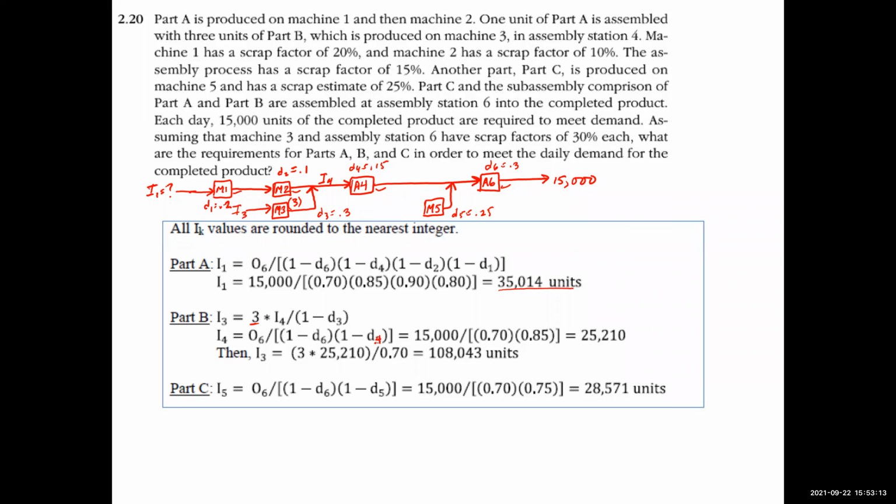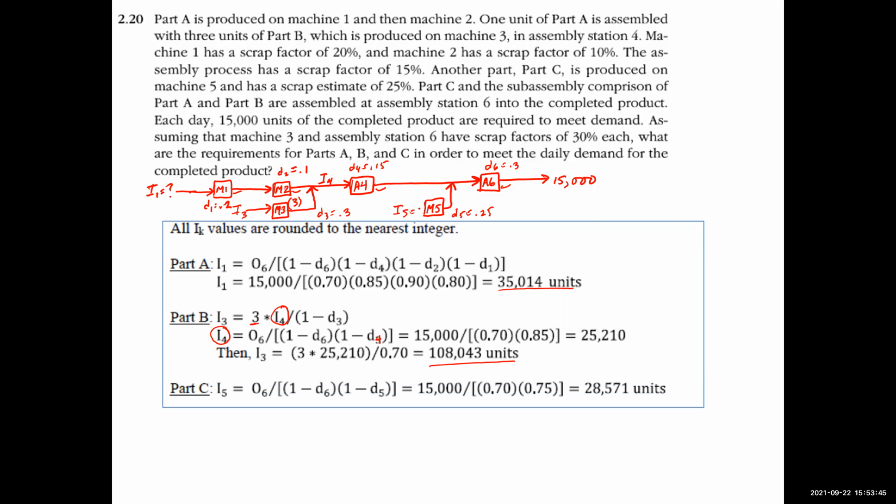So now that we know I4, we can substitute that into this part of the expression. And we will get 3 times 25,210 divided by 1 minus D3, I'm sorry, which is 0.70. And that will give us a total of 108,043 units. And finally, we got to I5.